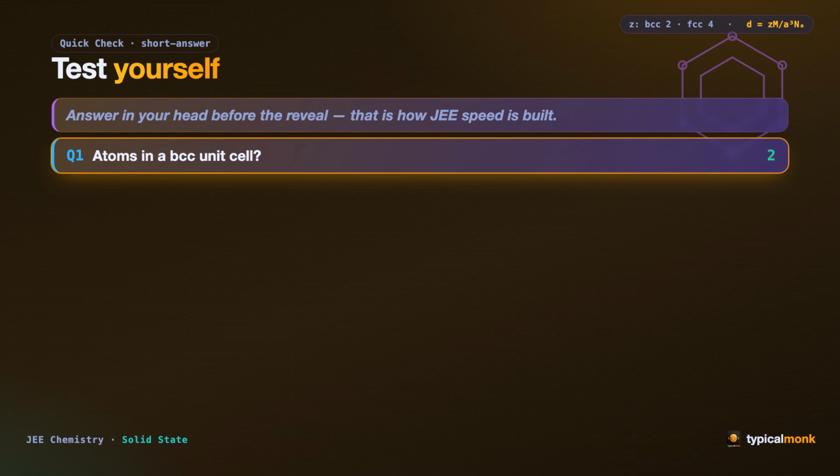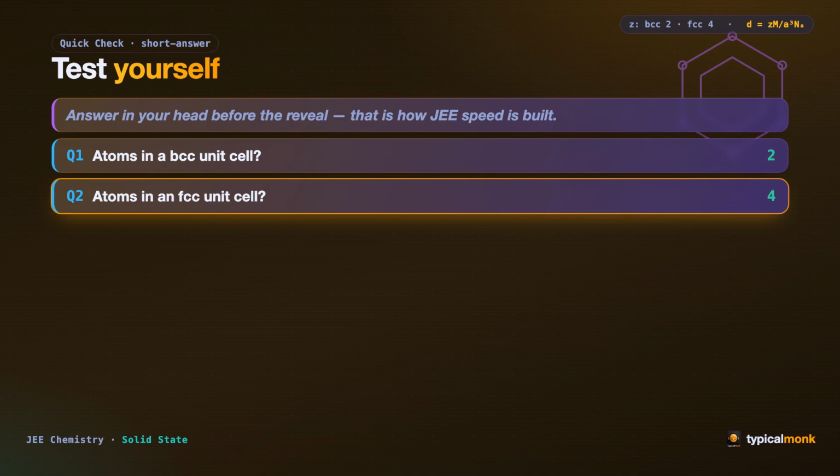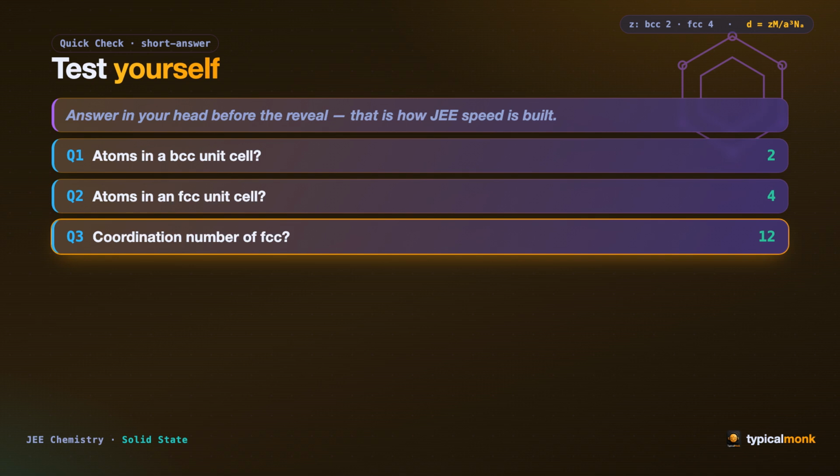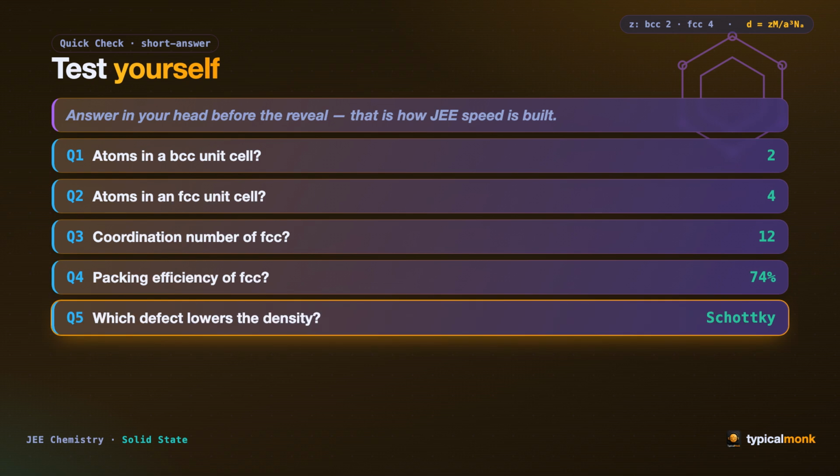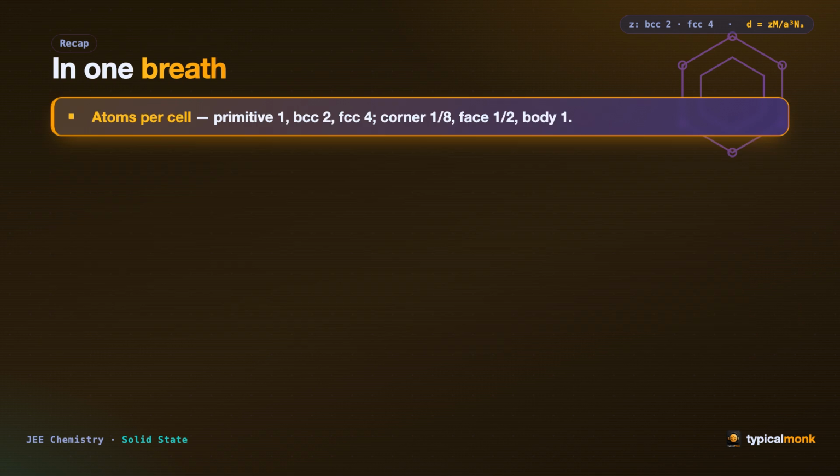The atoms in a body-centered cubic unit cell? 2. Question 2. The atoms in a face-centered cubic unit cell? 4. Question 3. The coordination number of face-centered cubic? 12. Question 4. The packing efficiency of face-centered cubic? 74%. And question 5. Which defect lowers the density? The Schottky defect.